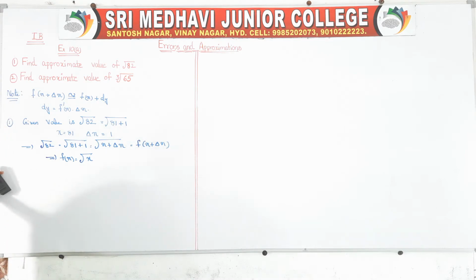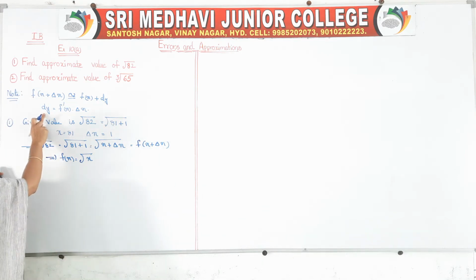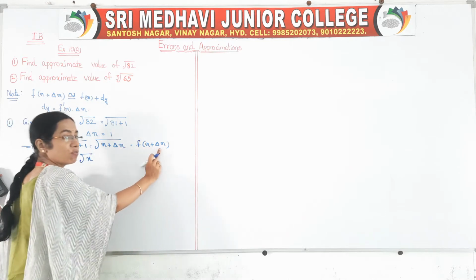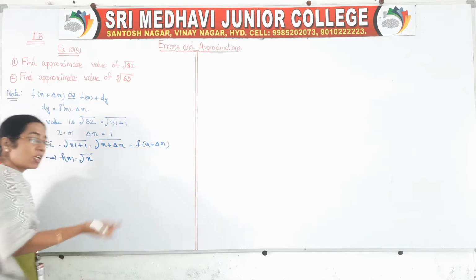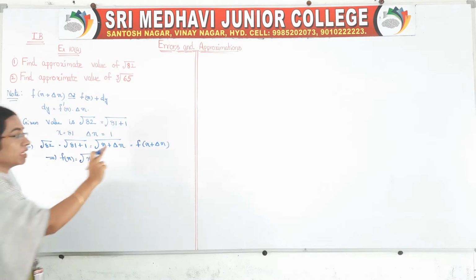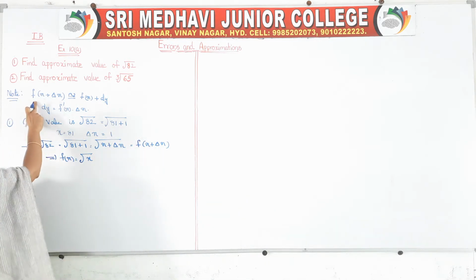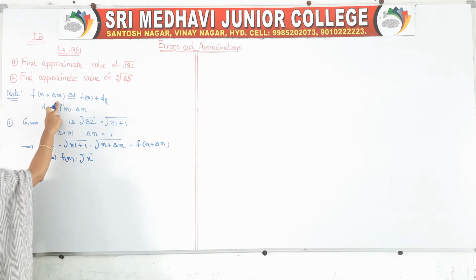Okay, so now we want dy, right? After that we will find the approximate value. The approximate value of root 82 is nothing but your f of x plus delta x value we have to find, isn't it? At the end, root 82 we got as f of x plus delta x. That means we have to find the approximate value of f of x plus delta x. What is the approximate value of f of x plus delta x?